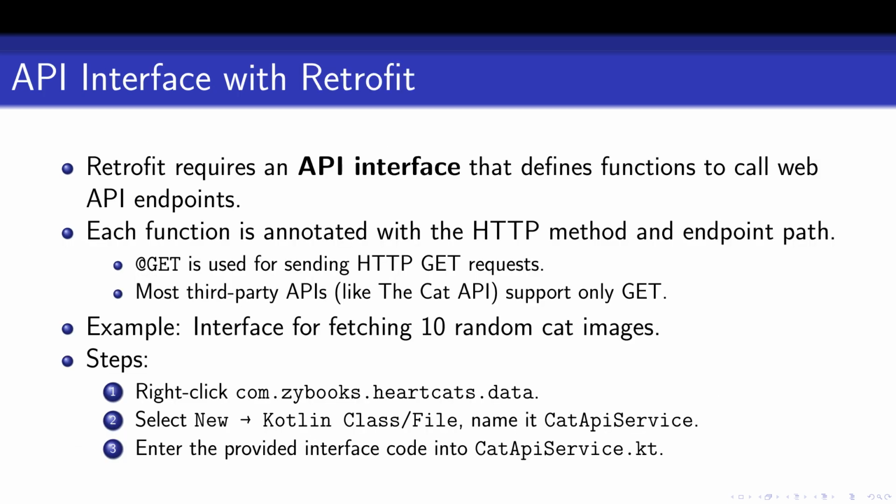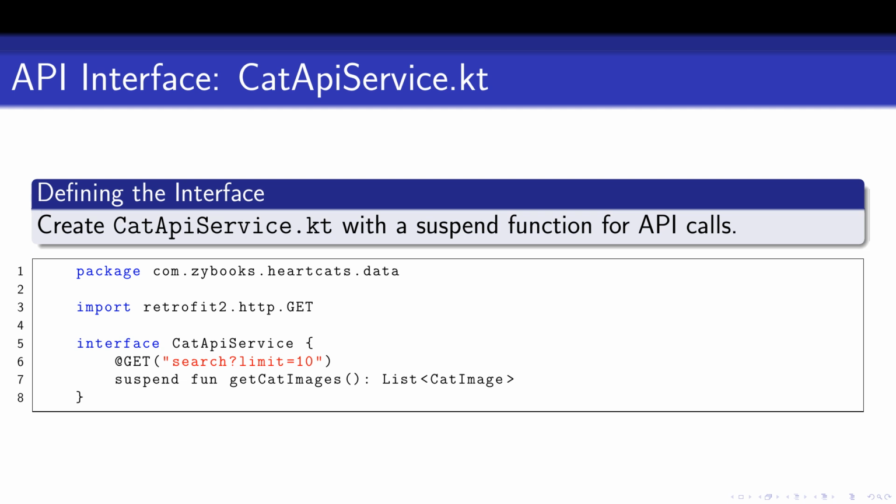Next, define the cat API service interface. This interface includes a function annotated with @GET, which tells Retrofit that this is a GET request. The endpoint specifies how many images to request. Once defined, Retrofit will use this interface to create a functional HTTP client that your app can use to retrieve data. In the code for CatApiService.kt, we declare a suspend function getCatImages that returns a list of cat image objects. The @GET annotation defines the endpoint, including the limit equals 10 parameter. This function tells Retrofit exactly how to call the API and what data structure to expect in return.